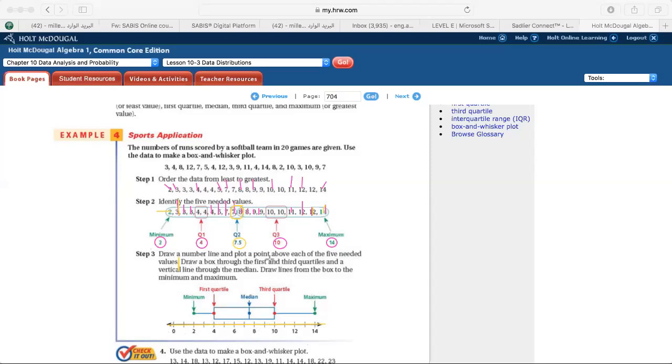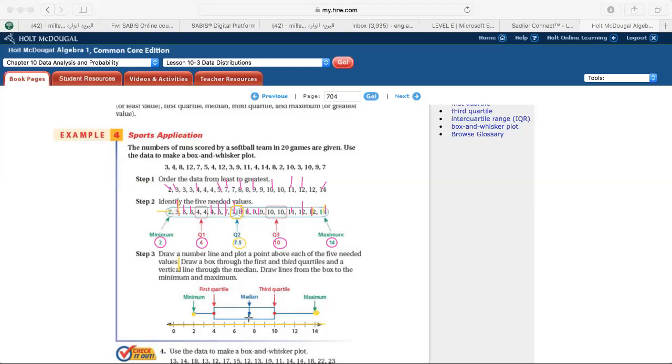Then I'm going to plot a point above each of the 5 needed values. So the minimum is here. Okay, girls, here comes the minimum. And here comes the maximum.